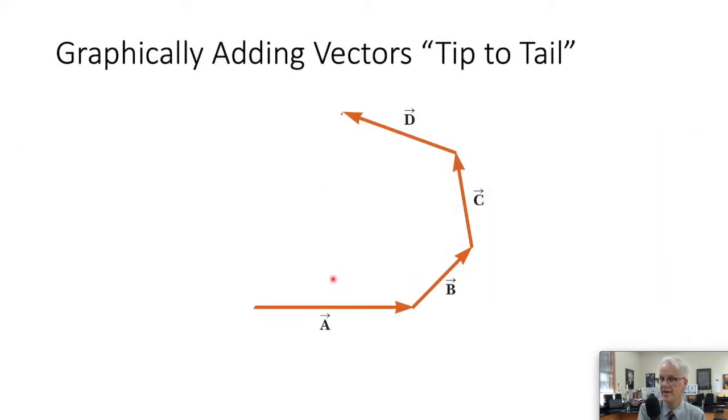We can add many vectors. We can add A plus B plus C plus D using the same tip to tail method. This resultant is vector A plus vector B plus vector C plus vector D. Now we can draw these vectors to scale and actually measure these out on paper and get a pretty good answer for the resultant vector R.